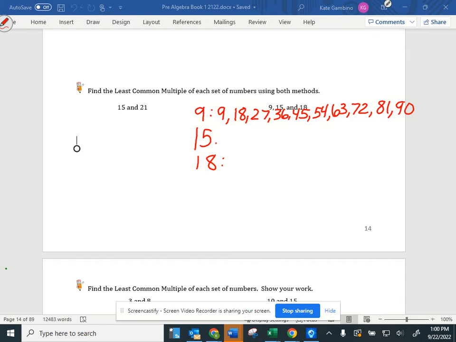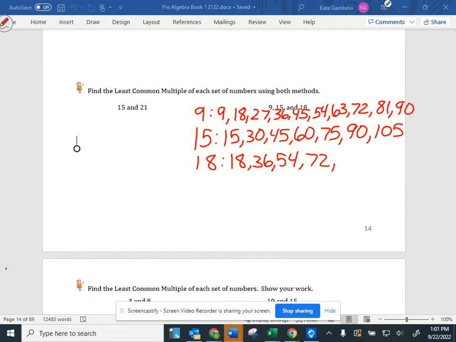All right. Let's do our multiples of 15 real quick. 15, 30, 45, 60, 75, 90. All right, we're going to stop there. Multiples of 18. 18s are harder. They're a little bit harder. So, 18, 36, 54, 72, 90. Easy. See, because we had our 9s listed out, it was easier to do the 18s because we already had the 9s listed.